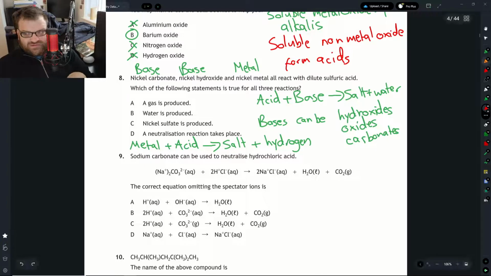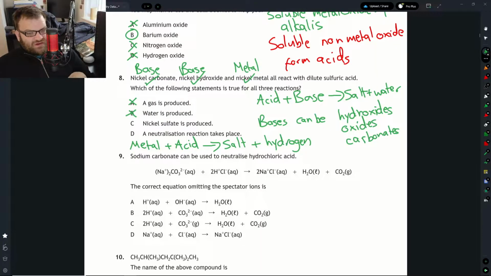Which of the following is true for all 3 reactions? A gas is produced. Well, if we use the carbonate, we would make carbon dioxide. So if we're talking about gas being produced, yes for the carbonate, carbon dioxide. No for the hydroxide, but yes for the nickel, because that would make the hydrogen. Doesn't happen for all 3, so let's rule that out. Water would be produced for the bases, but if you just use a metal, you make hydrogen, not water, so that's ruled out. Your salt is produced every time.